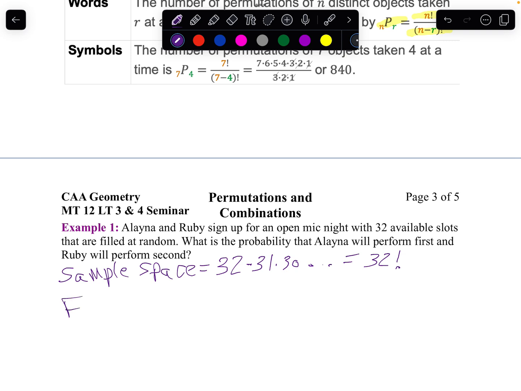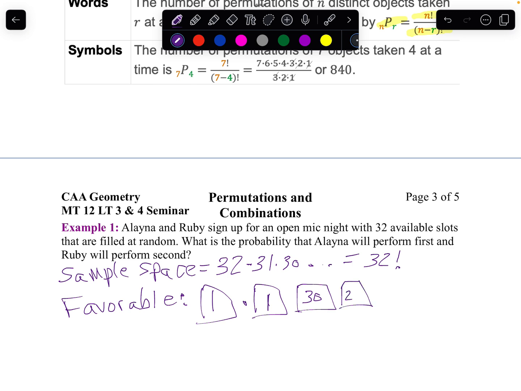Now, favorable outcomes. In my first slot, I want Elena to go first. So there's one choice, only Elena. My second slot, then there's only one choice, Ruby. Now my third slot, it doesn't matter who goes. So I've got 30 other people who could go in that third slot. And then my fourth slot would be 29. So in other words, I'm going to have 1 times 1 times 30 factorial.